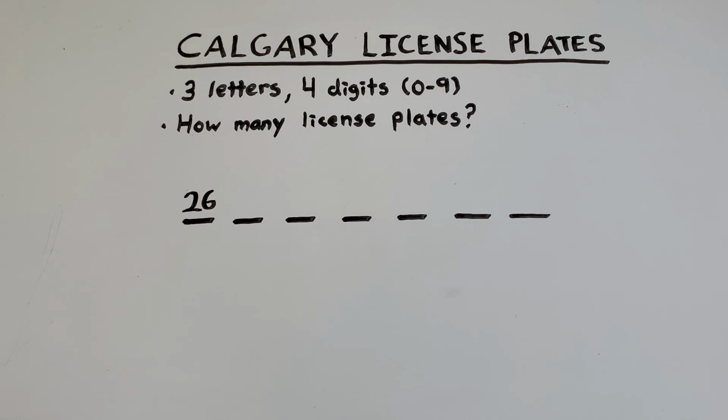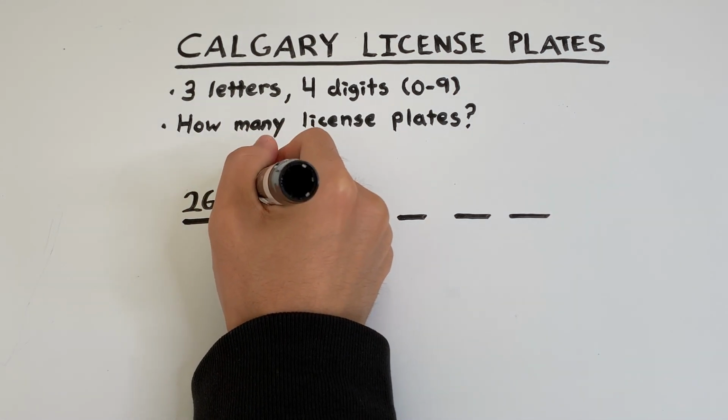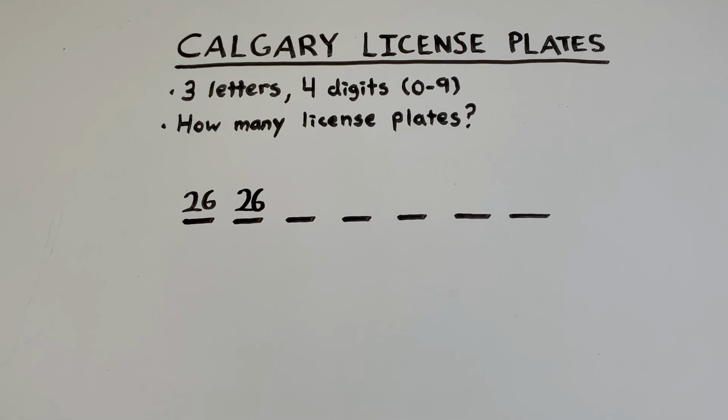Now we can have repeats. The second letter can be the same as the first letter if it wants to be, so there's still 26 options for that position as well. Similarly, there are 26 choices for the third.